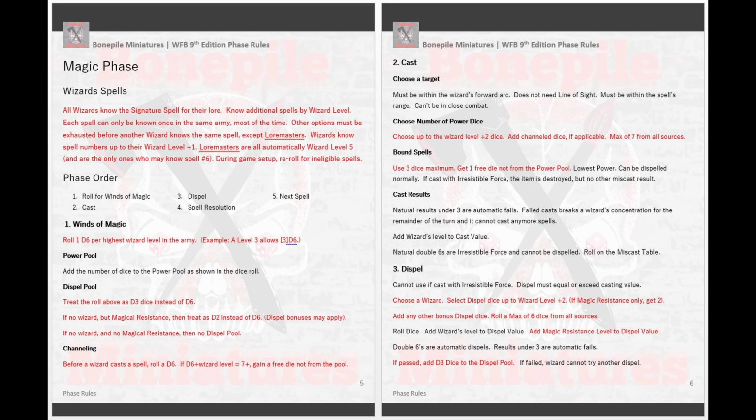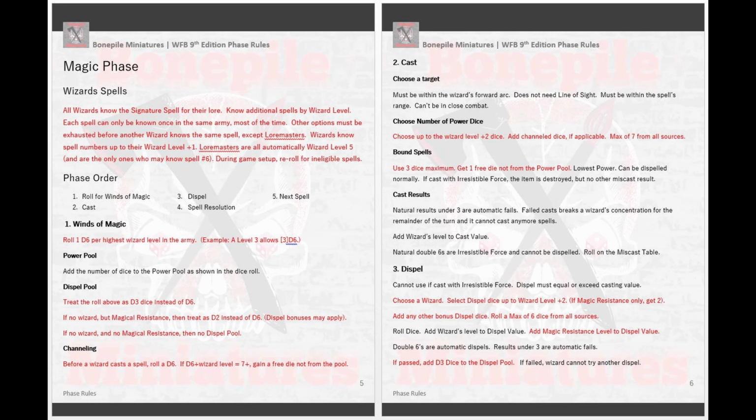Okay, so now let's move on to the dispel pool, which is going to be quite a bit different than what you are used to. And it is once again determined by your investment into magic. It's scaled just like the rest of this system. So under the dispel pool heading, it says, treat the above roll, or the winds of magic roll, as a D3 dice roll instead of D6.